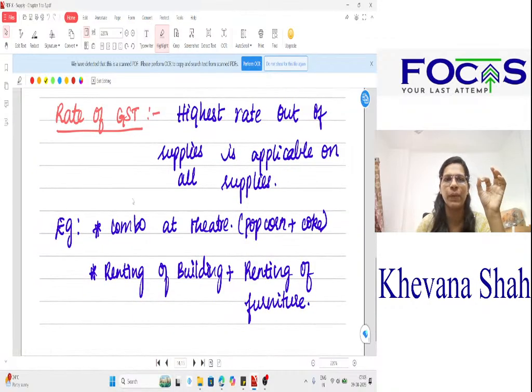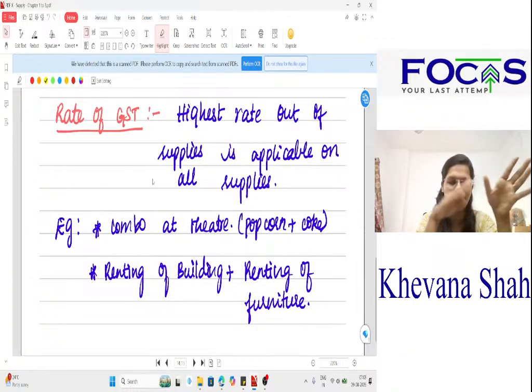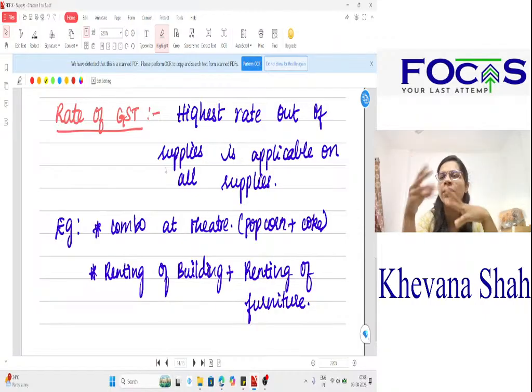Now, for example, if there is a combo at a theater, so if you are getting popcorn and Coke as a combo, I can sell popcorn separately, I can sell Coke separately, I can have a separate price for popcorn, I can have a separate price for Coke. So these are not something which is naturally bundled in the ordinary course of business. Okay, in my normal course of business, I can sell popcorn separately, I can sell Coke separately, but for some reason I just want to keep it as a bundle, and I want to sell it as popcorn plus Coke. Now, this is the case of my mixed supply.